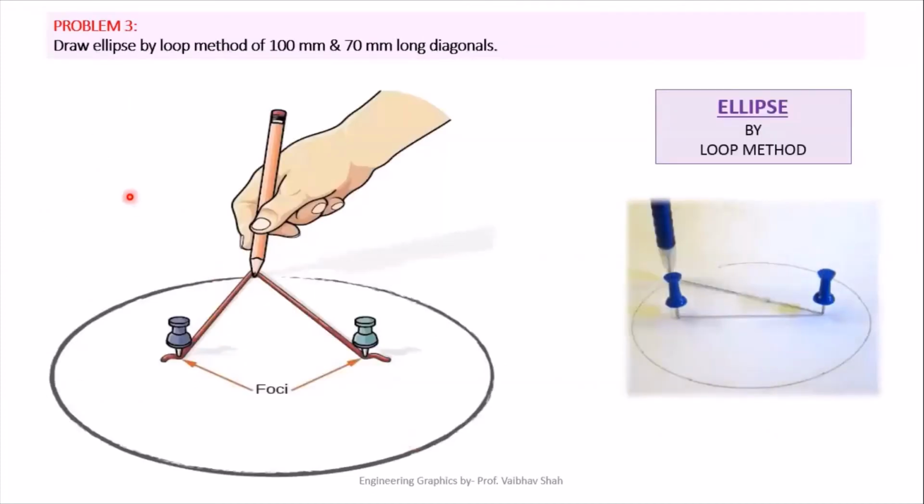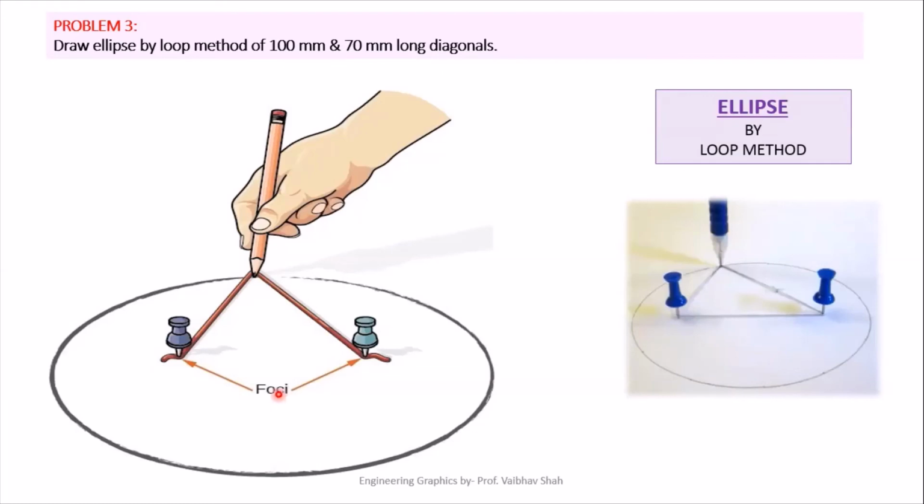Now, let us look at the ellipse by the loop method in this case. So this is the ellipse by the loop method. This is a practical on-ground application of the ellipse. So now problem number 3: draw an ellipse by the loop method with a 100 mm and 70 mm long diagonal. First of all, from these diagonals, we will draw one horizontal line of 100 mm. After that, from the center point, we have to draw one vertical line of 70 mm.